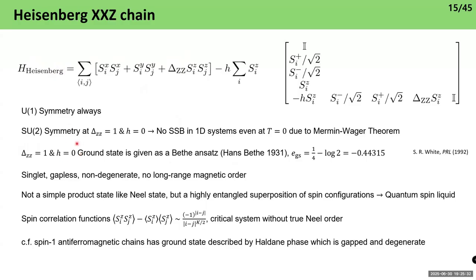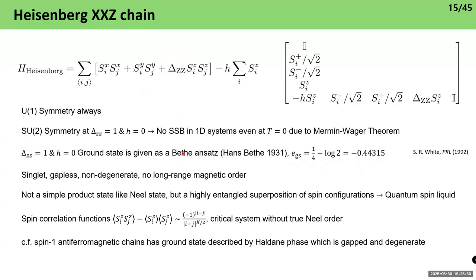And actually, if this delta ZZ is 1, so basically it's an isotropic Heisenberg model, with no external magnetic field, the ground state energy is given as minus 0.44315, which can be exactly solved using the Bethe ansatz. It's 1/4 minus log 2, where log is the natural log.